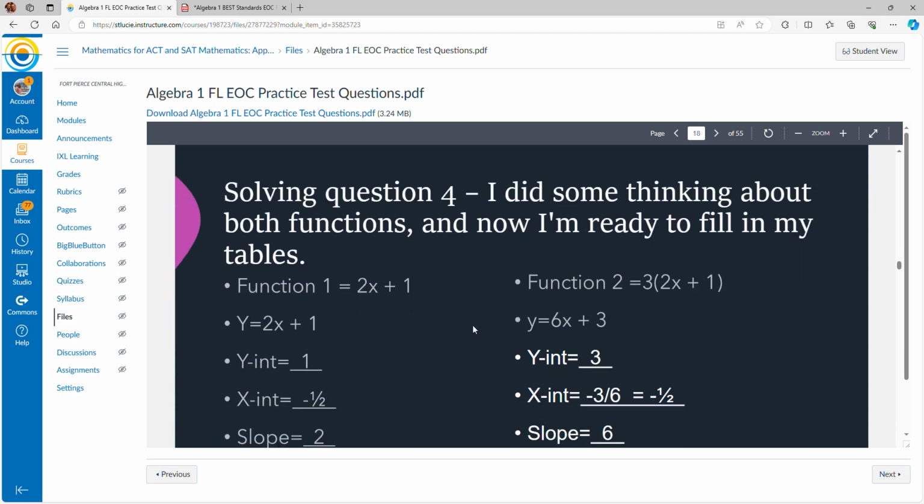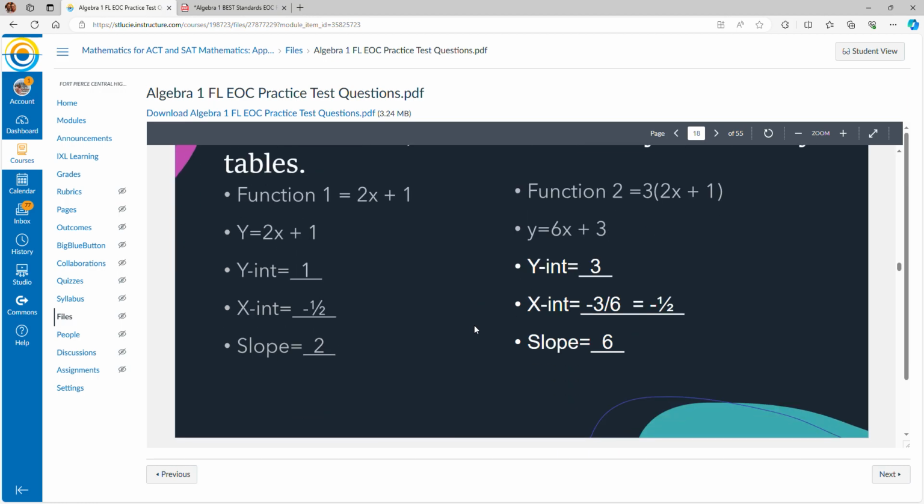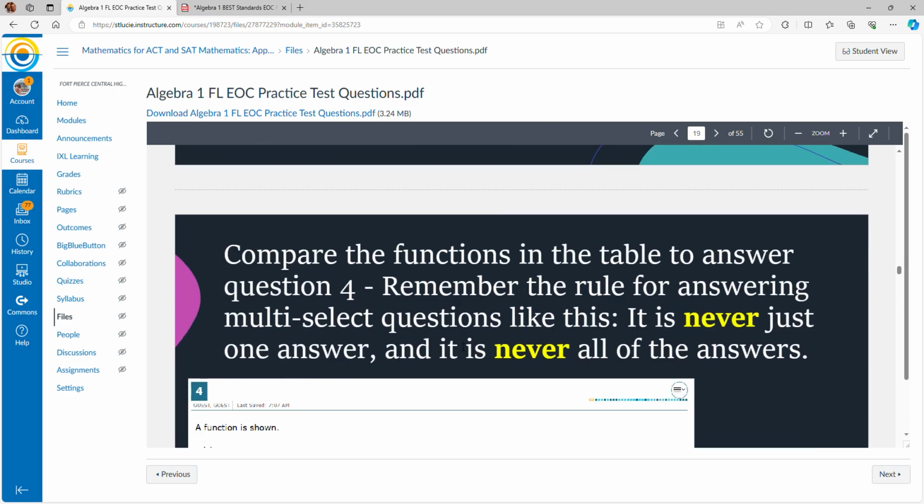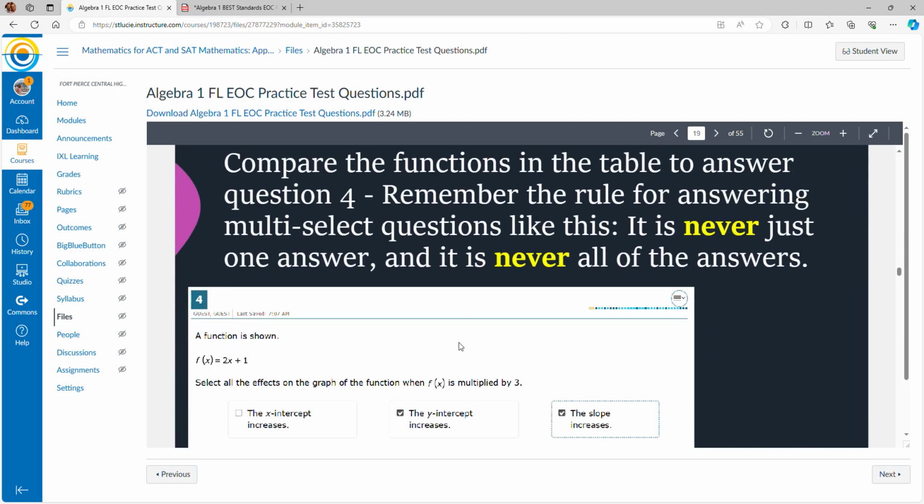So I put that into my table, and I can easily compare my y-intercepts and see that the y-intercept went up. It started at 1, it went up to 3. My x-intercept started at -1/2 and it stayed -1/2. My slope started at 2 and then it moved up to 6. So I can fill in the table, compare the functions in the table to answer question 4.